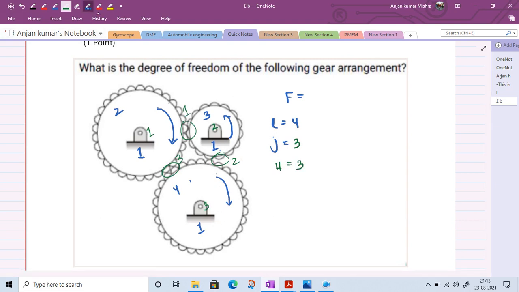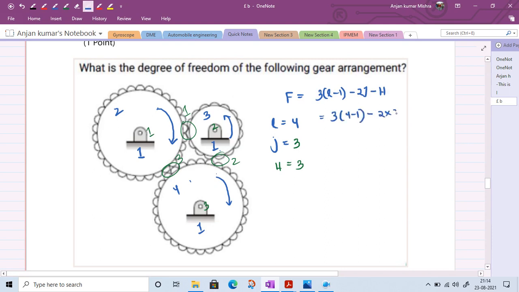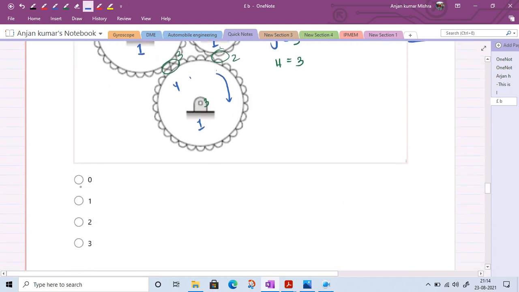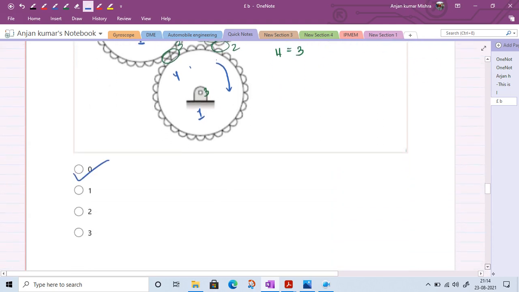Now if we calculate the degree of freedom, that is 3 into (L minus 1) minus 2J minus H, it will be equal to 3 into (4 minus 1) minus 2 into 3 minus 3. So 3 multiplied by 3, that is 9, minus 6 minus 3, that is equal to 0. So the formula is also giving us the answer, degree of freedom is equal to 0 here.